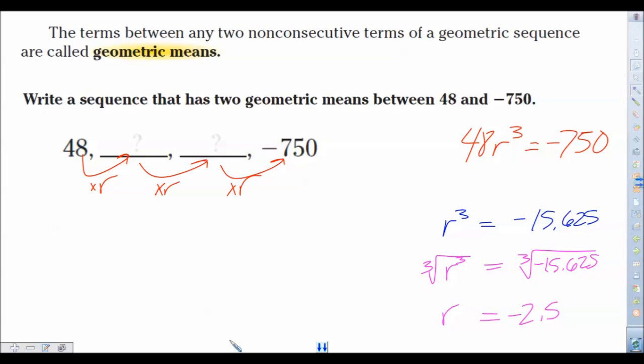So the next term, taking 48 and multiplying it by -2.5, we get -120. Now taking the -120 and multiplying it by -2.5, we get +300. One last move that you're going to want to do to check your answer is take that 300 and multiply it by that -2.5 again, just to make sure you get -750.